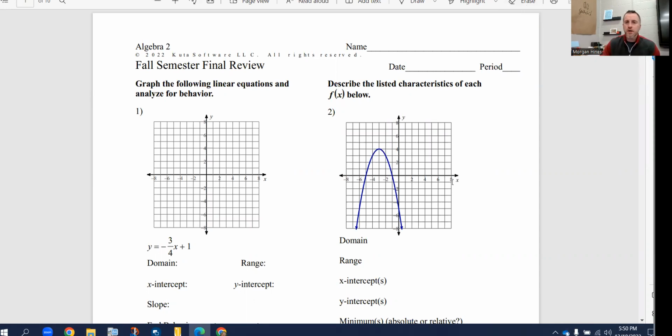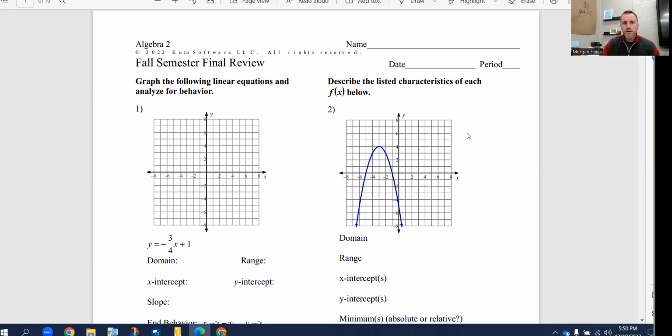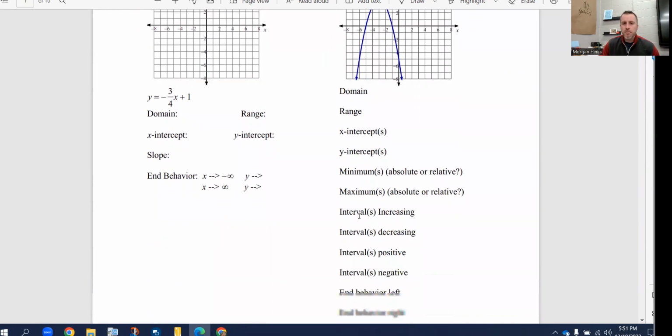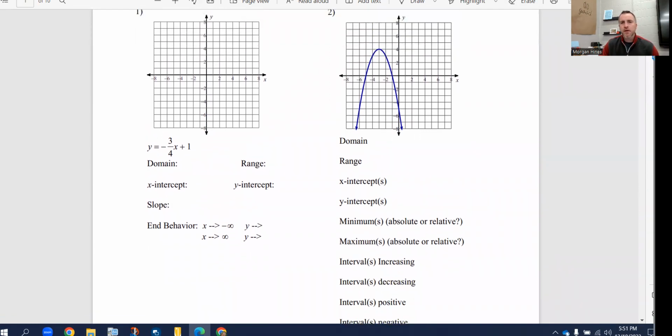It's time to review some algebra, starting with number 2. So we are going to define or describe what's happening with this function with some mathy things that tell us a little bit about what this function is doing.